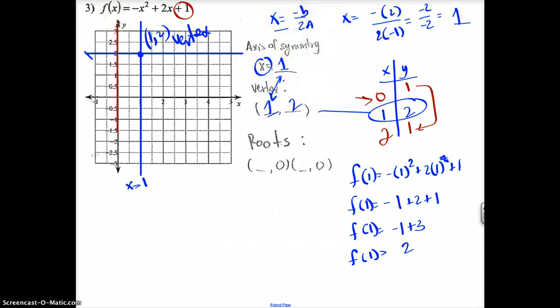Here's that 0 mark. Here's that 2 mark. X equals 2. And they should both be at 1. Okay, so this is what my parabola is going to look like.